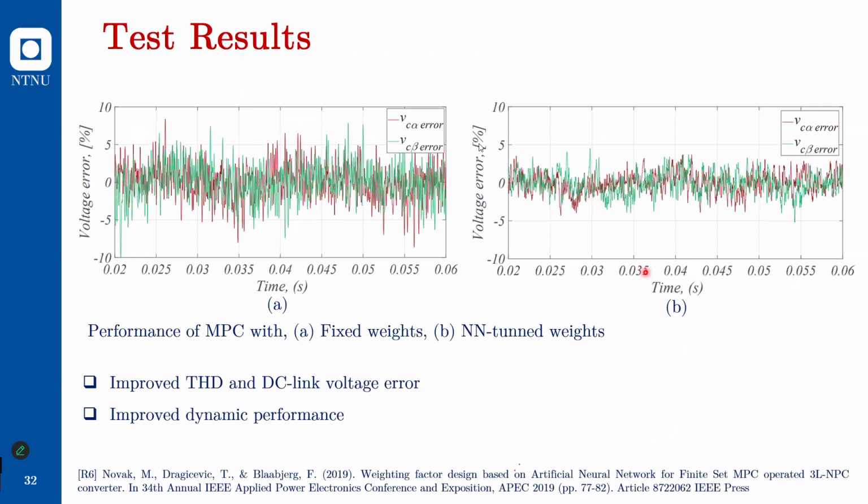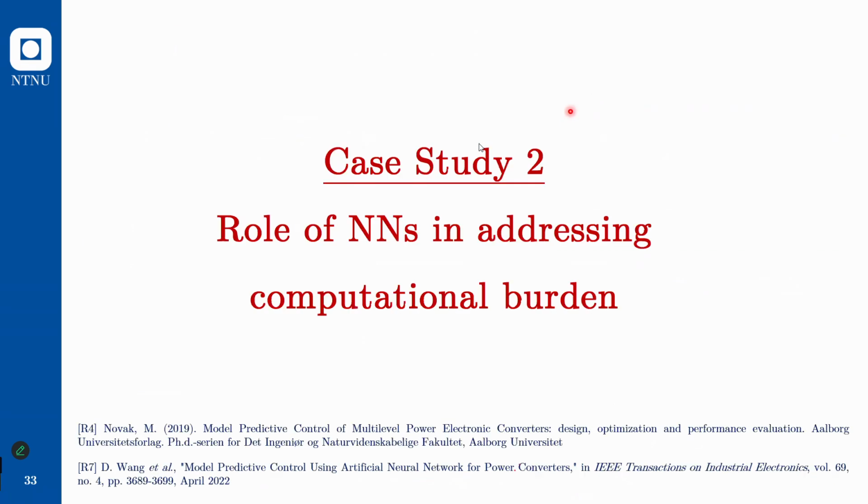It has also been observed that the THD, the DC-link voltage error, and the performance during dynamic or transient conditions are also improved when we use the tuned weights from the neural network. So this was one case study showing that a neural network can address the problem of the MPC by tuning its weight factor.